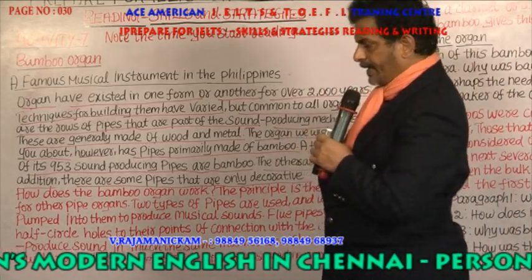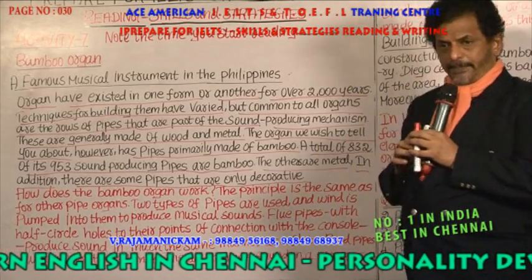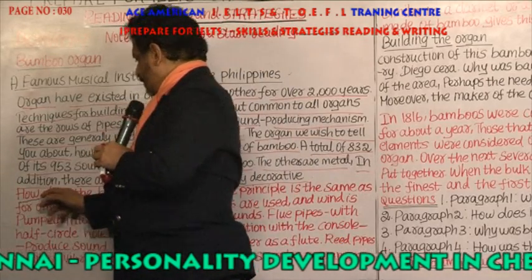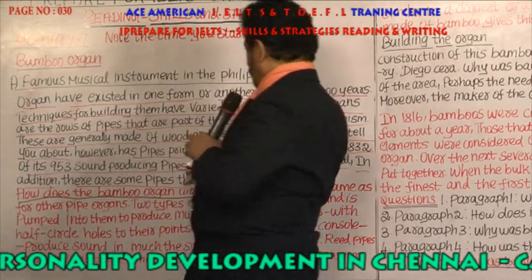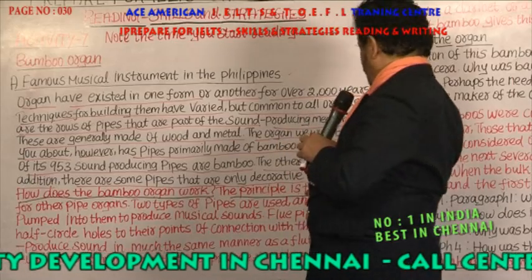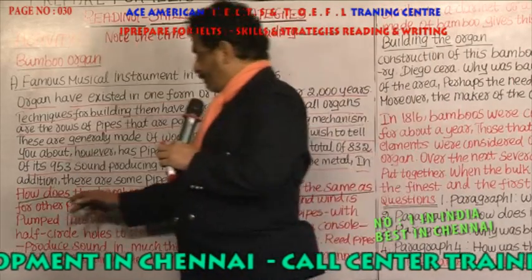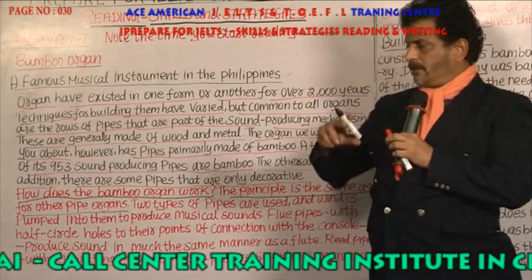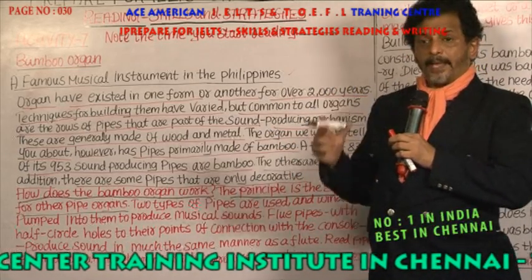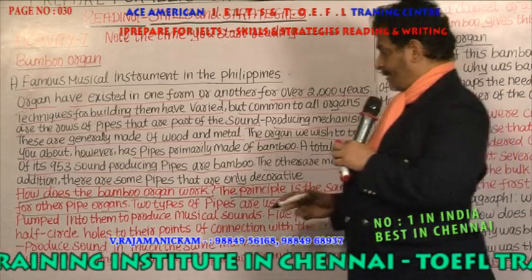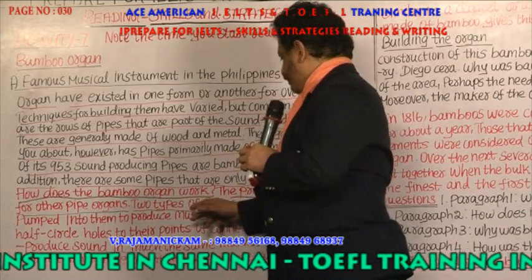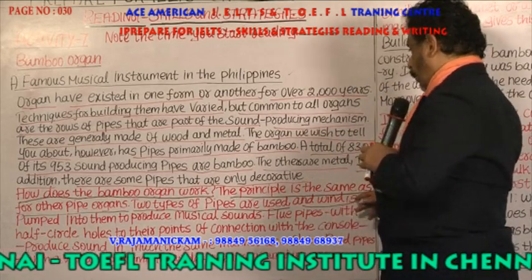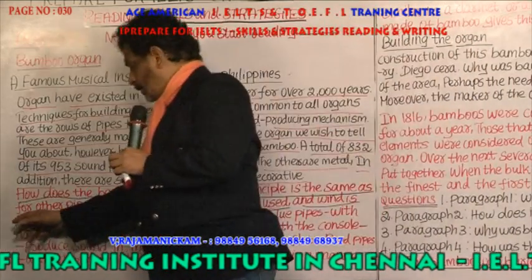Now coming to the second paragraph. How does the bamboo organ work? The principle is the same as for other pipe organs. Just like all other pipe organs work, the bamboo organ also works. Two types of pipes are used, and wind is pumped into them to produce musical sounds.